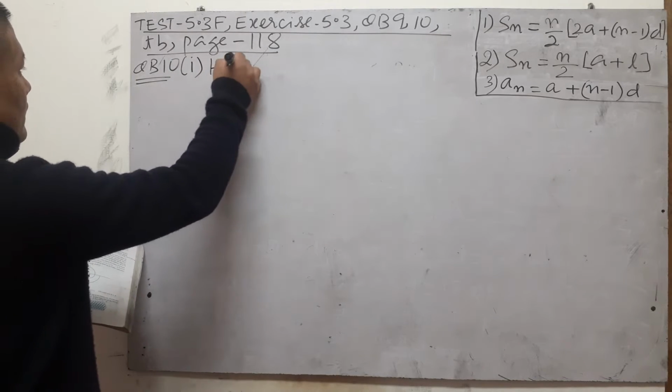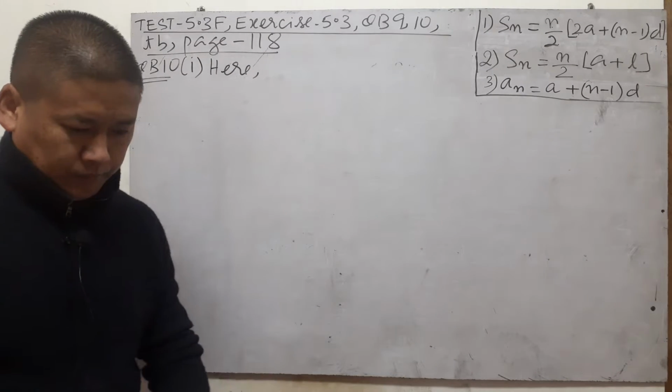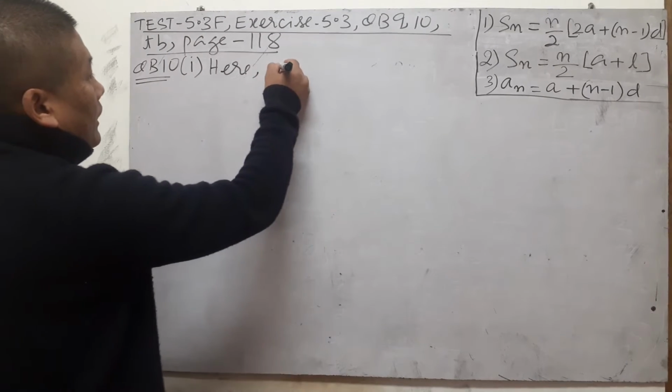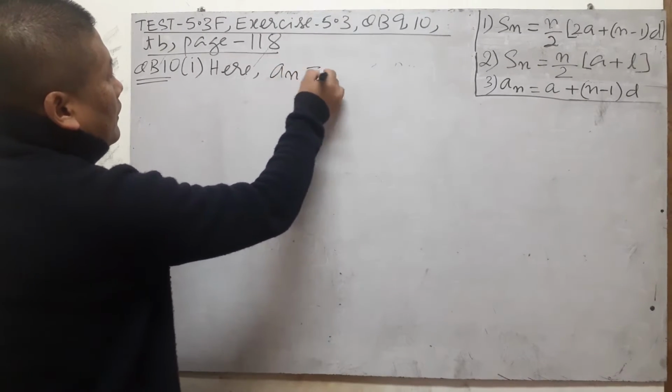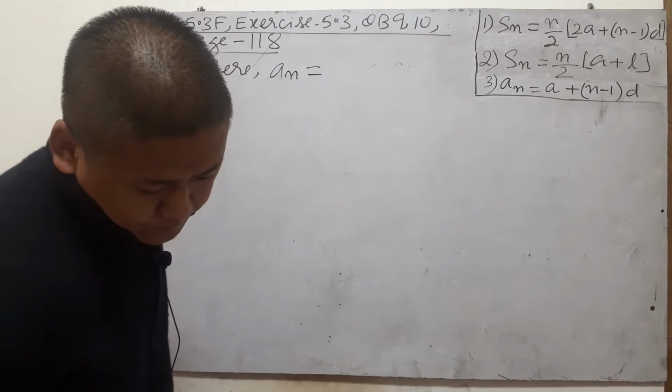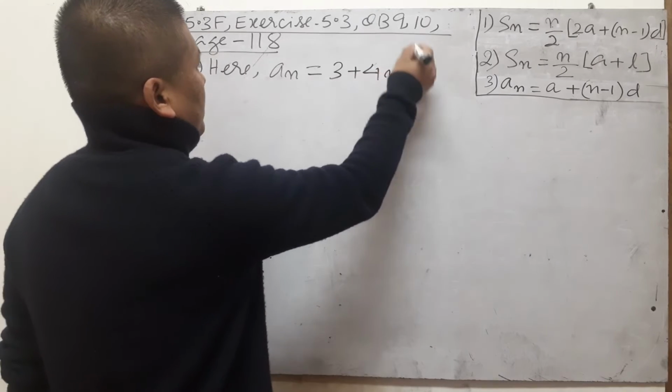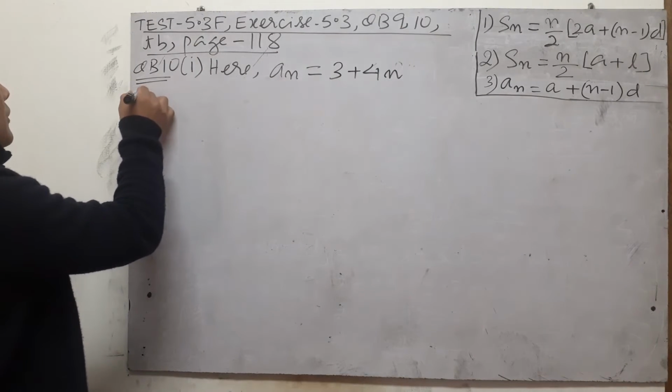Given to us is AN value, and the first one there, number 1, is 3 plus 4n. That is the condition. Keep that in our mind.